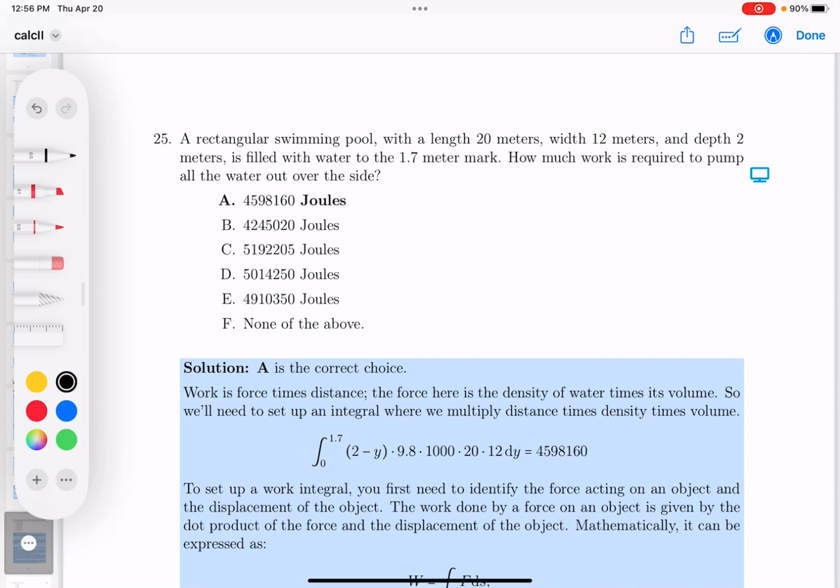Okay, I'm kind of reading. It says, rectangular swimming pool with a length 20 meters. Let me put that down for you. 20 meters. A width of 12 meters. I'll put this over here, 12 meters.